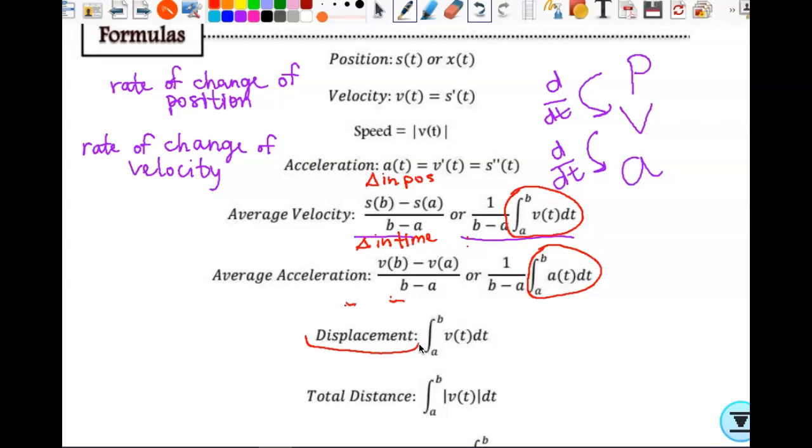All right, what about total distance? So I stand here, walk 10 steps that way, 10 steps back. What's my total distance? 20. Now do we care about direction?